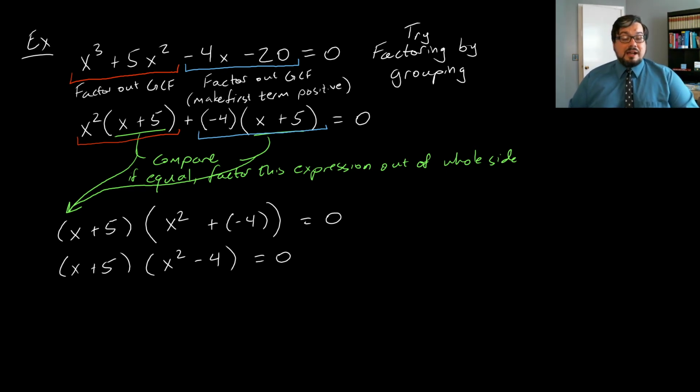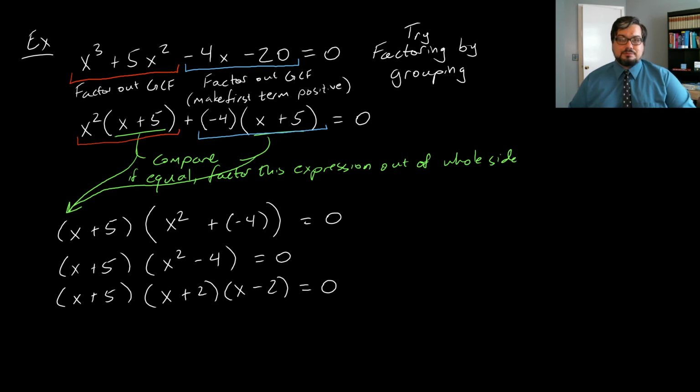Now we want to continue factoring. In this case, we can actually continue to factor. X squared minus 4 is a difference of squares, so we know how to factor that. X squared minus 4 is x plus 2 times x minus 2. If that hadn't happened to be the case, then we would have needed to use either the quadratic formula or the square root theorem to get our answers, but we factored and made it work.